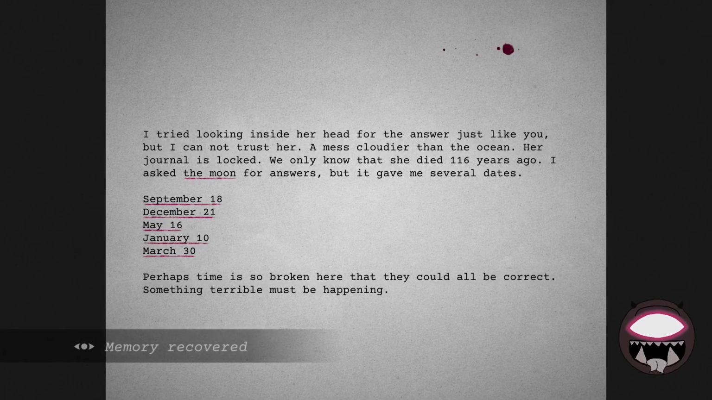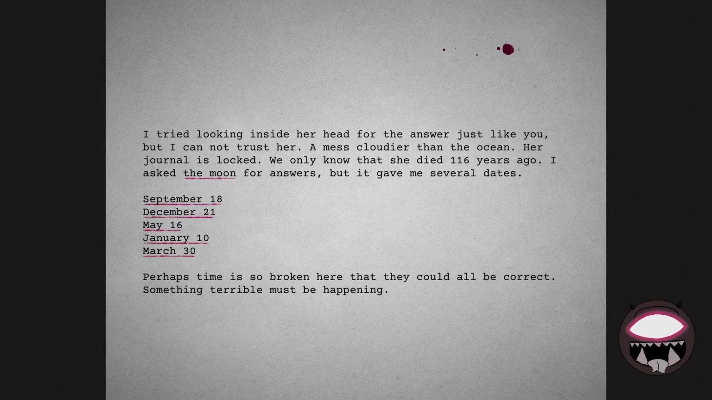I tried looking inside her head for the answer just like you, but I cannot trust her. A mess cloudier than the ocean. Her journal is locked. We only know that she died 116 years ago. I asked the moon for answers, but it gave me several dates. September 18th, December 21st, May 16th, January 10th, March 30th. Perhaps time is so broken here that they could all be correct. Something terrible must be happening.